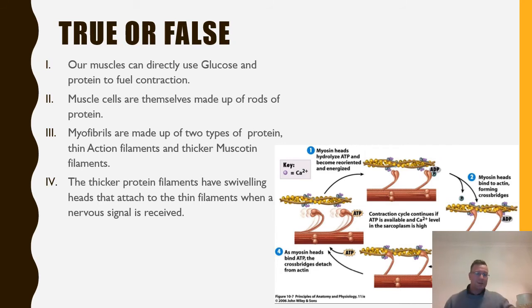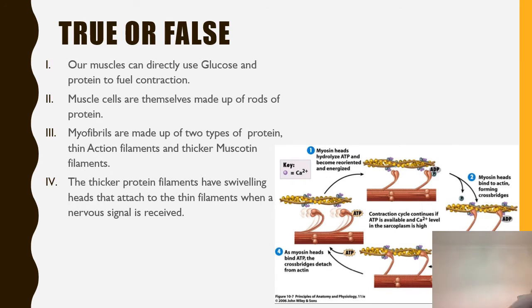Number 2 says muscle cells are themselves made of rods of protein, and that's absolutely true. We've got these rods of protein called actin and myosin, which has given away the answer to the 3rd question, which is myofibrils are made up of 2 types of protein, thin actin filaments and thicker myosin proteins. Well, you should have looked at that and gone back to the previous slide and thought, no, they're made of actin, which is the thin red filament in the previous slide, and myosin, which is a dark blue filament.